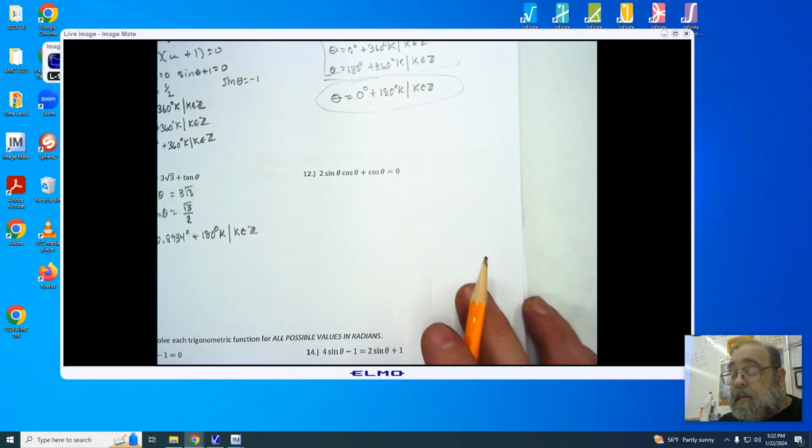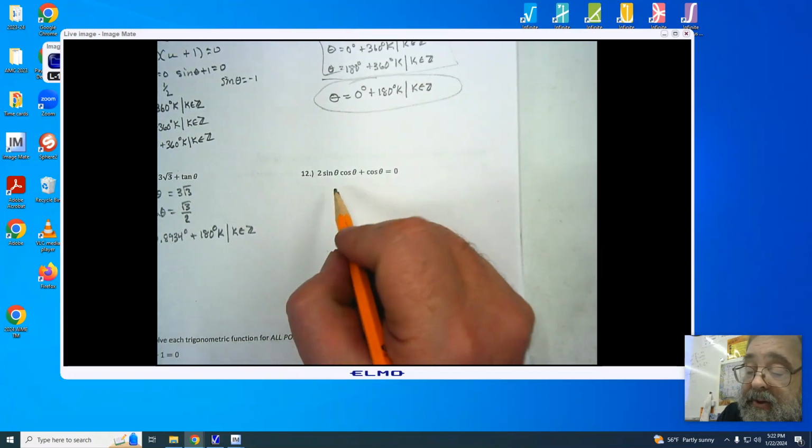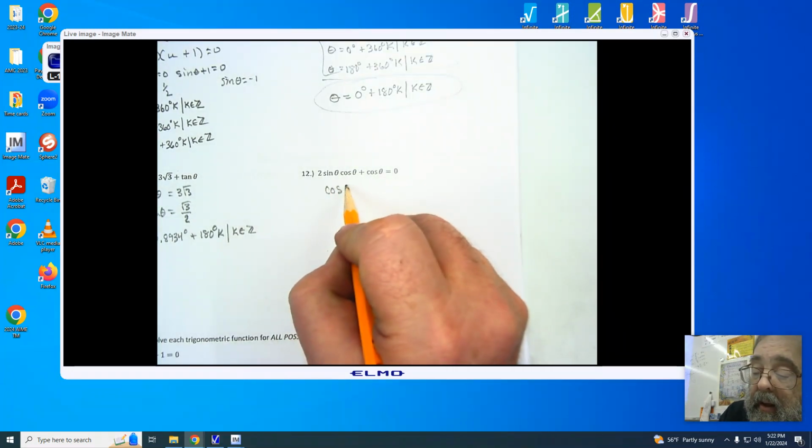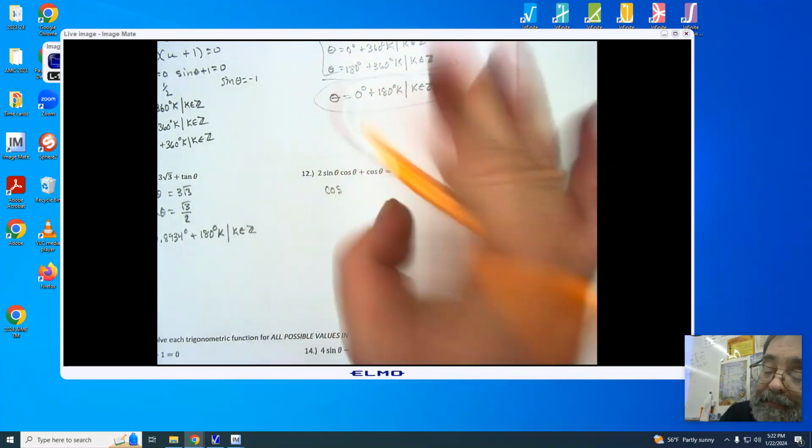Number 12. Factor out the cosine just like we did earlier. And let me get my theta in here.